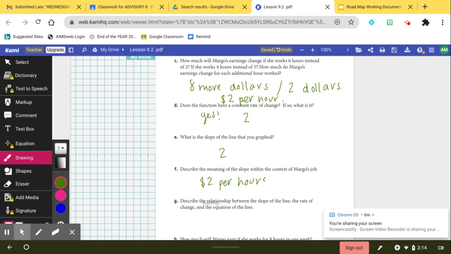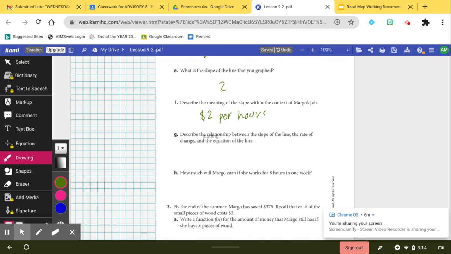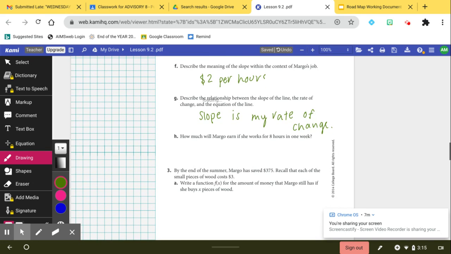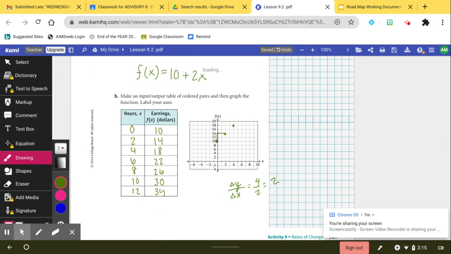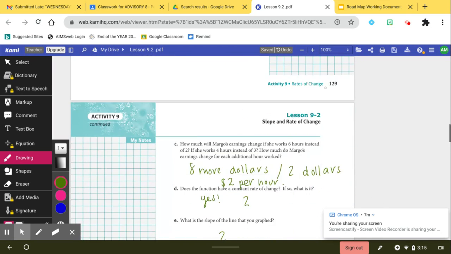So then it says, describe the relationship between the slope of the line, the rate of change, and the equation of the line. Well, my slope is my rate of change. So they're synonyms. Rate of change. Just getting good handwriting right now. So how much will Margot earn if she works 8 hours in 1 week? Well, we found that. She's going to earn $26.